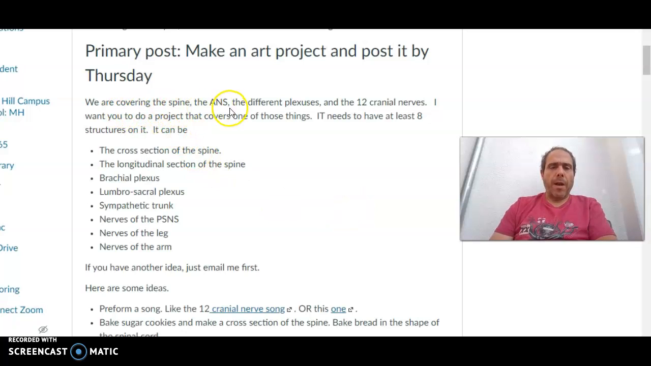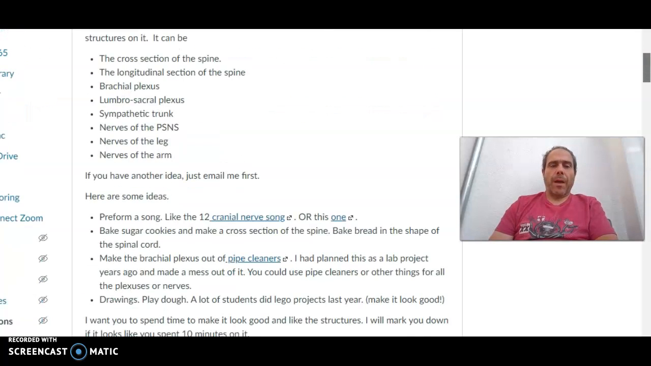We're covering the spine, ANS, 4 plexuses, 12 cranial nerves, a partridge in the pear tree. Now, I want it only to have 8 structures on it. Do not kill yourself. The muscle project, I think, had 60 muscles on it. So I don't want you to kill yourself. So it could be, and it could be the brain too.